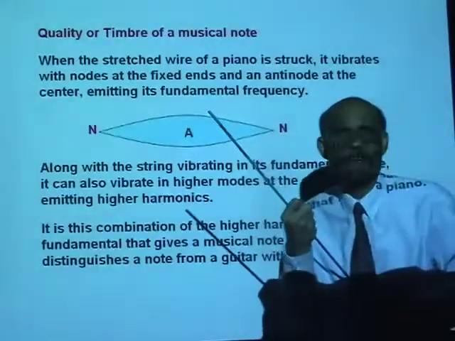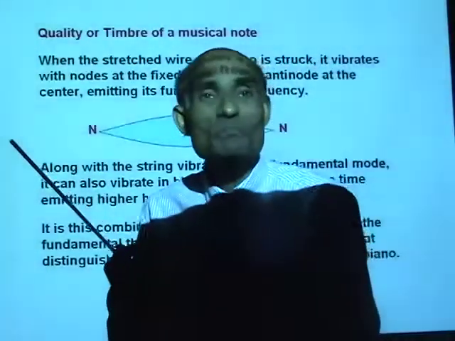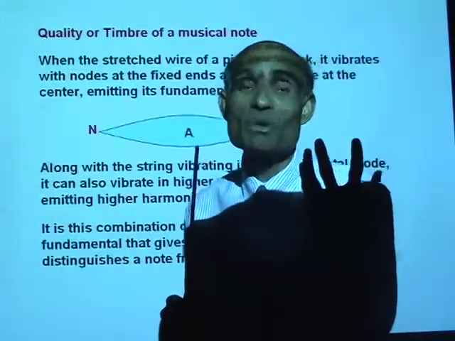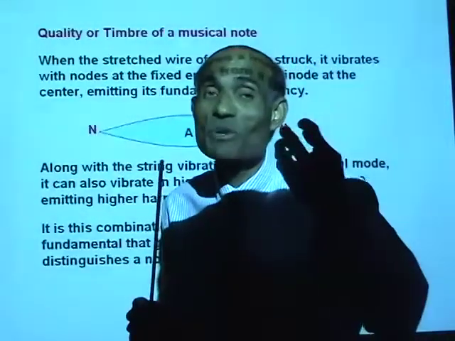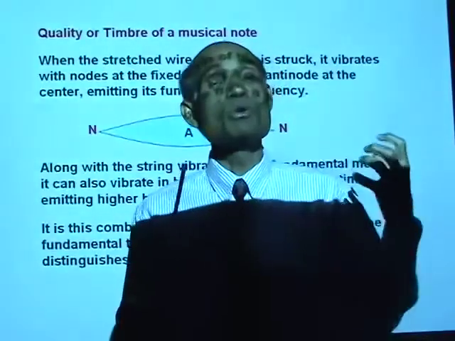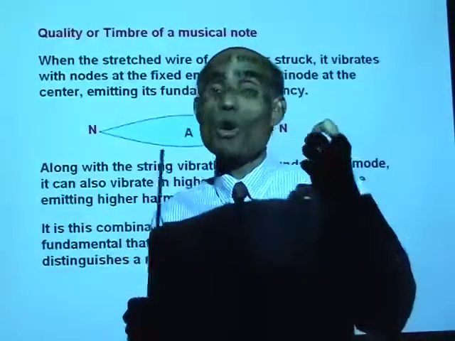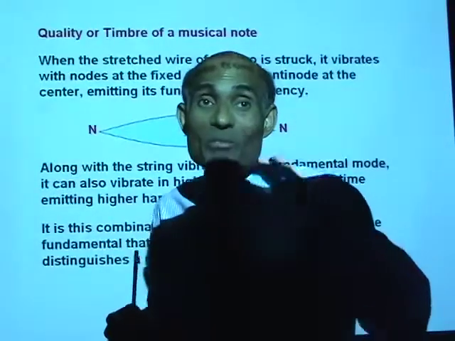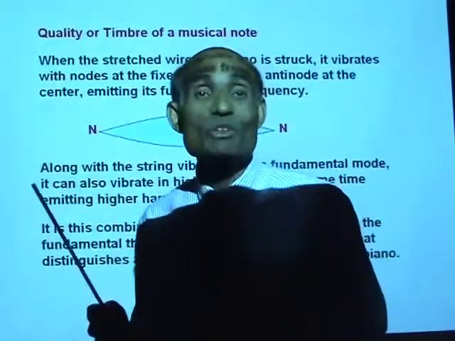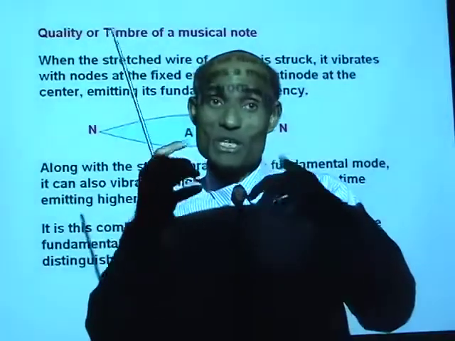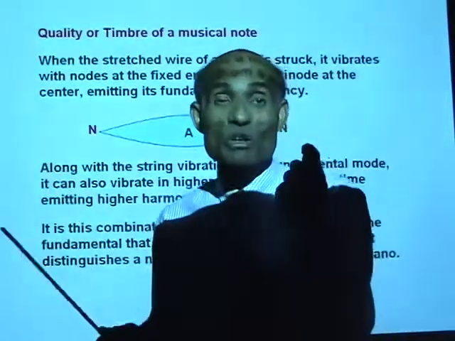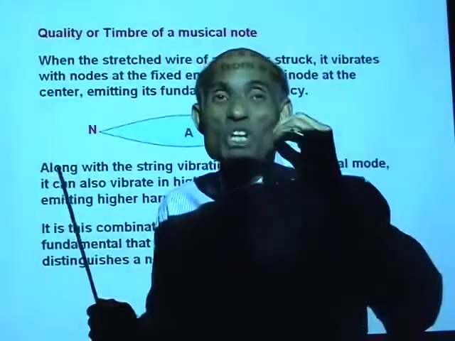Now, it is this combination of the higher harmonics with the fundamental that gives a musical note its quality. And the quality of the musical note can be used to distinguish between a note that comes from a piano, or a note that comes from a guitar, or a note that comes from a drum, or a note that comes from a piccolo, or a note that comes from a flute. You see that? They are all musical instruments. A particular note means a particular frequency.